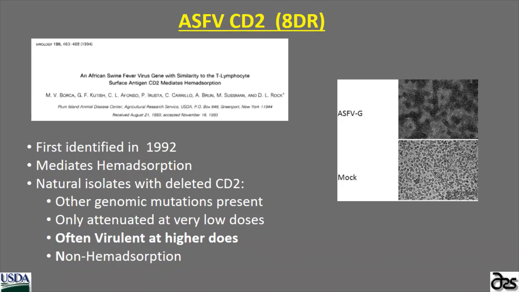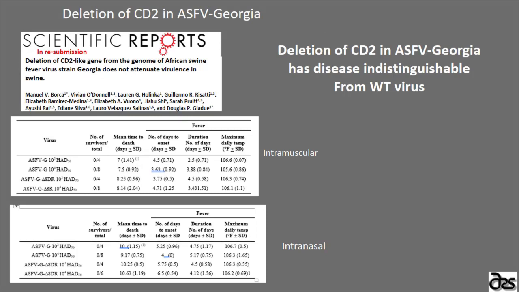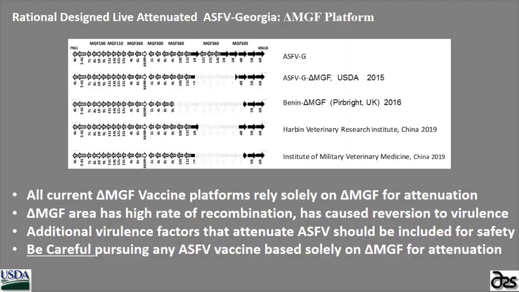There's been natural isolates that have been found with deleted CD2. However, most of the natural isolates have other genomic mutations present and are only attenuated at very low doses. And some of these are virulent at higher doses, and they do create a non-heme absorption virus. So we wanted to look at and see, is CD2 in Georgia, if we just delete CD2, does it have any effect? And the answer is it doesn't. Deletion of CD2 in ASF-Georgia has a disease that is indistinguishable from wild-type virus. And you can see here both whether we gave low to high dose of intramuscular or intranasal, the outcome of the disease remained the same.